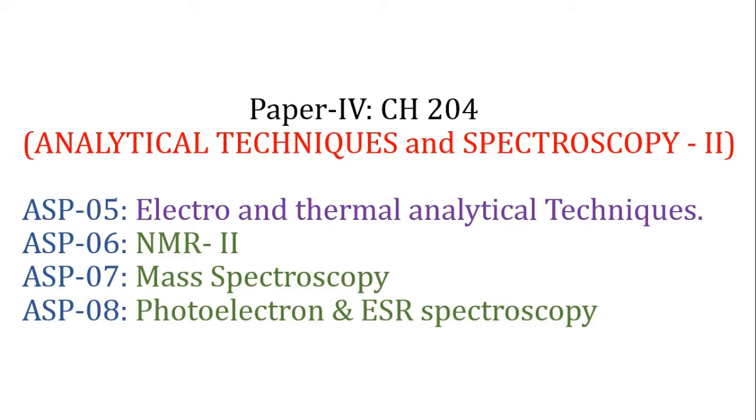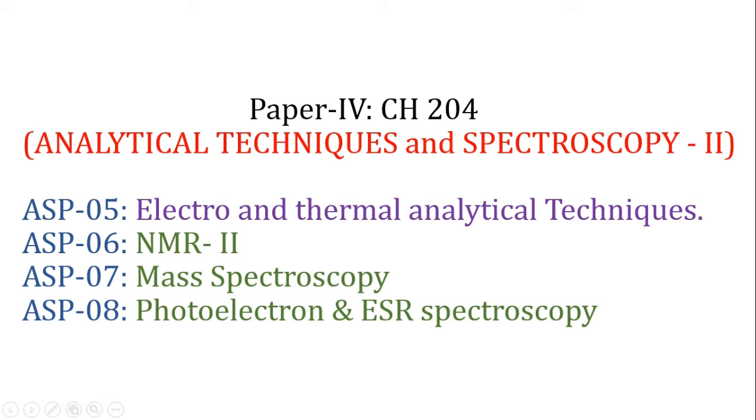Hello friends, today onwards we are going to start a new chapter in paper 4 of second semester. What is paper 4 of second semester? It is analytical techniques and spectroscopy. In this paper we have 4 units. The first one is electro and thermal analytical techniques. Second chapter, NMR. Third chapter, mass spectrometry. Fourth chapter, photoelectron and ESR spectroscopy.